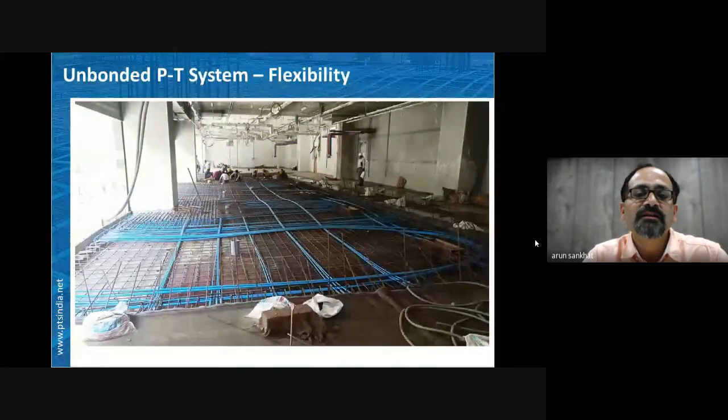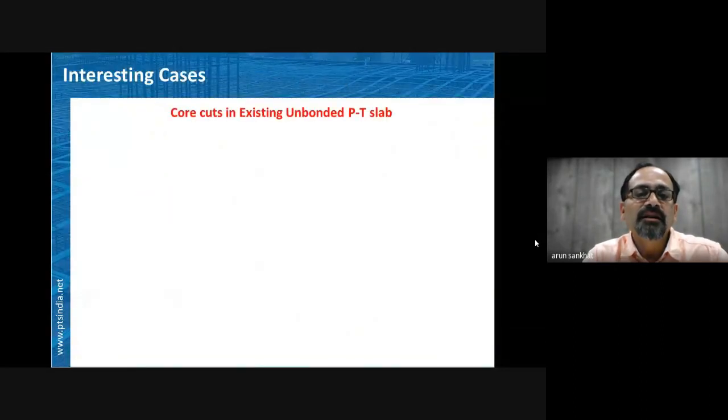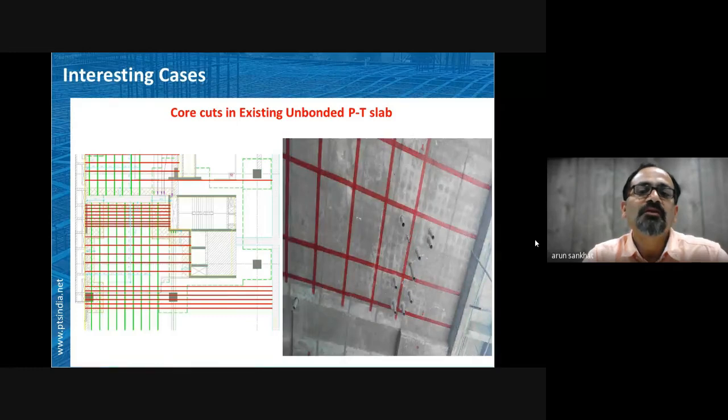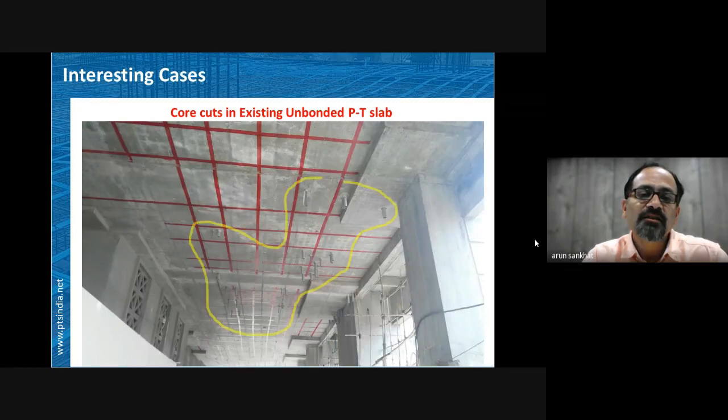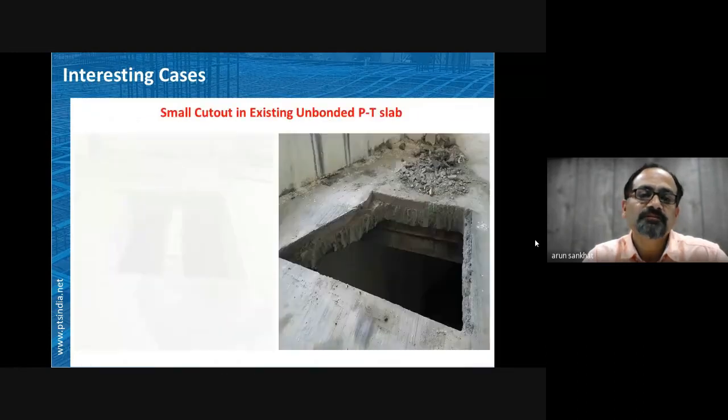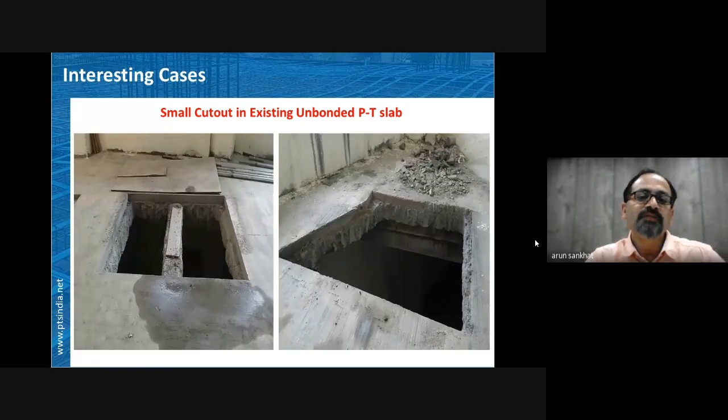You can see the cutout in PT slab. You can see the core cutting in PT slabs. These are the cores. You can see the marking of the cable, and with that marking, this many cores are actually taken after construction. You can see the cores. A number of cores are being taken after construction. A small cutout of say maybe 2 feet by 2 feet can be easily done like this without harming any cable.